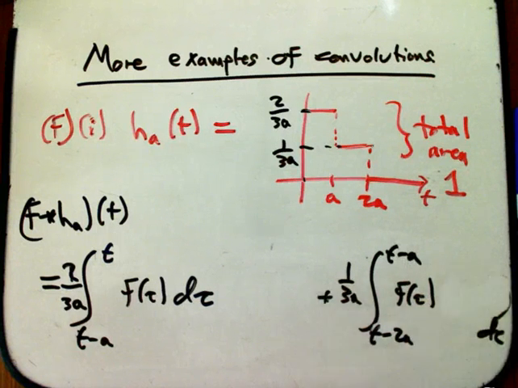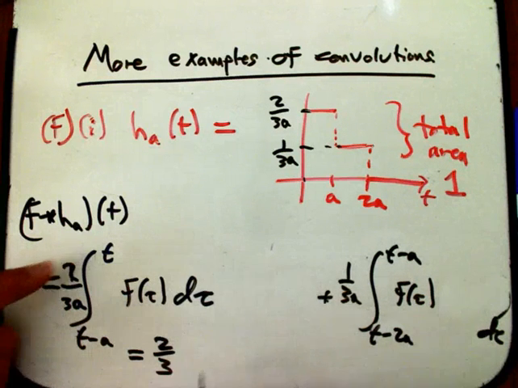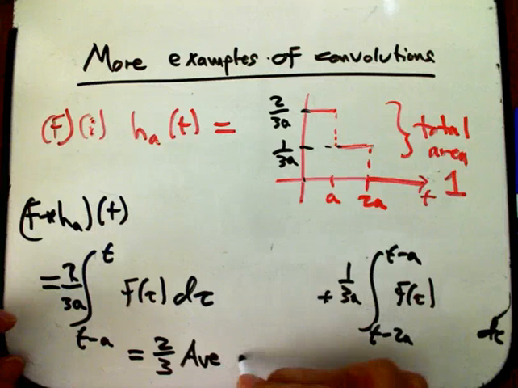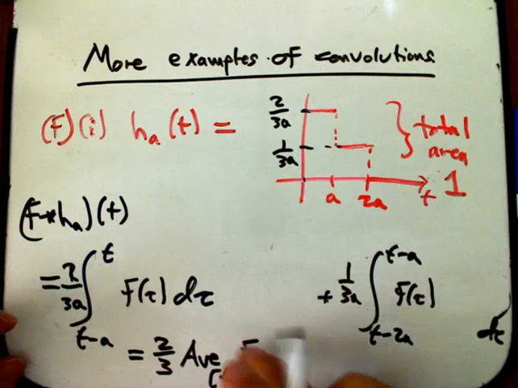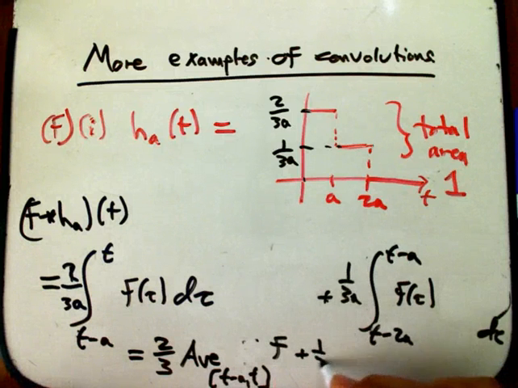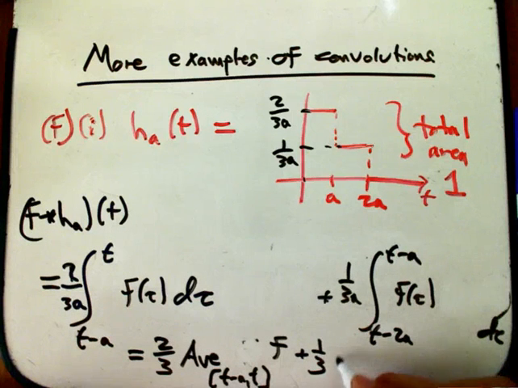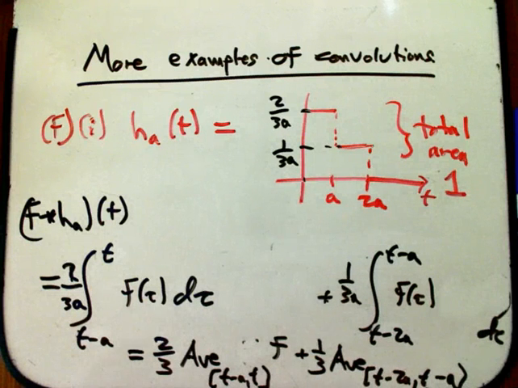And that is just going to be 2/3 times 1 over a times this integral. That's just an average value of f on the interval t minus a to t. Okay, and then plus 1/3 of 1 over a times this integral. That's the average a little further back in time, between t minus 2a and t minus a. And so it really is exactly the picture I was talking about.